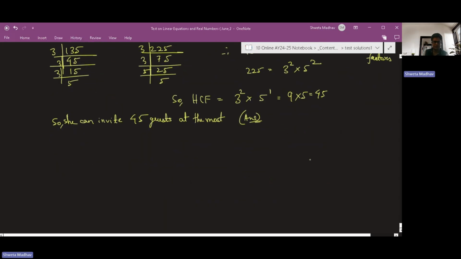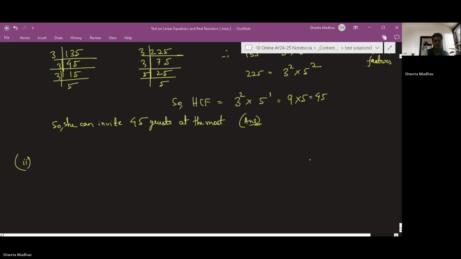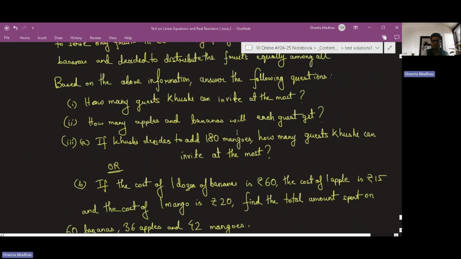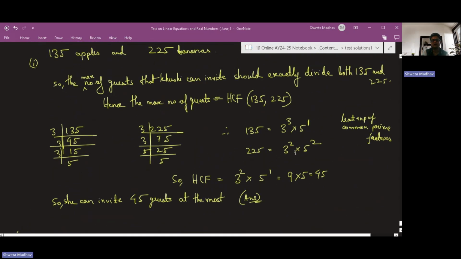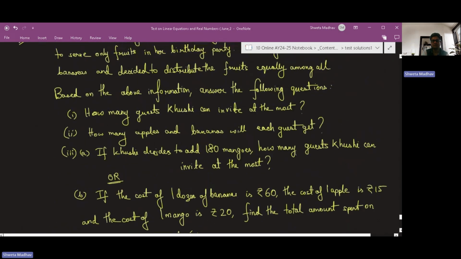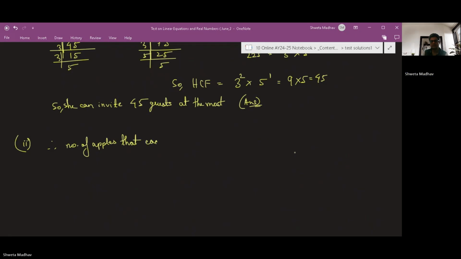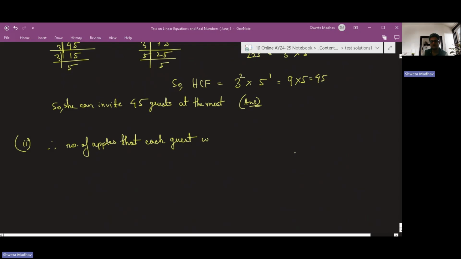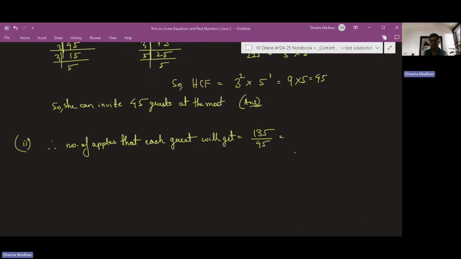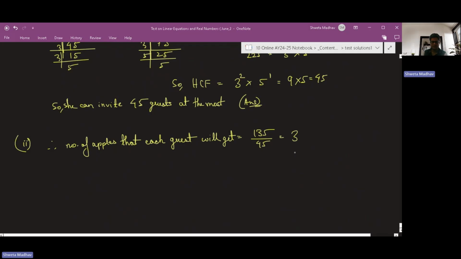Then in the second subpart, it has been asked how many apples and bananas each guest will get. So 45 guests are there, and 135 apples and 225 bananas. Therefore, the number of apples that each guest will get will be equal to 135 divided by 45, so this will be three apples.